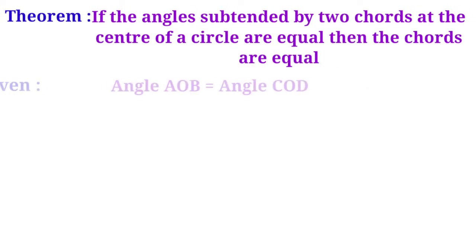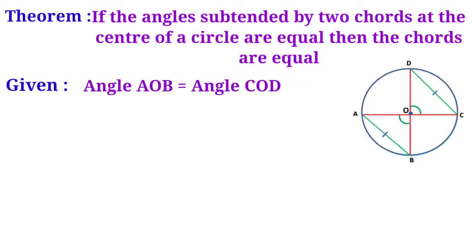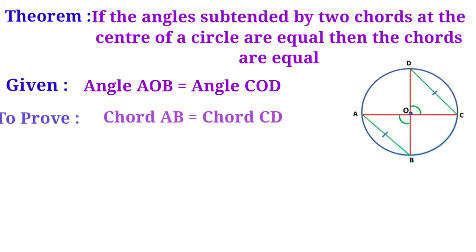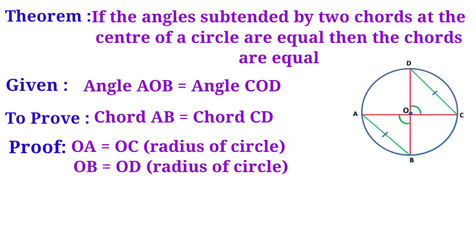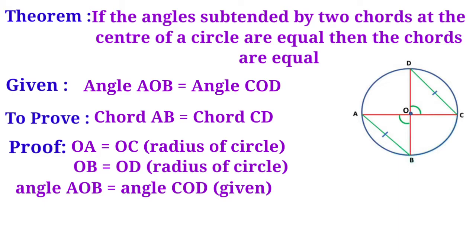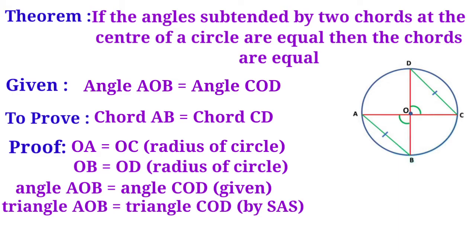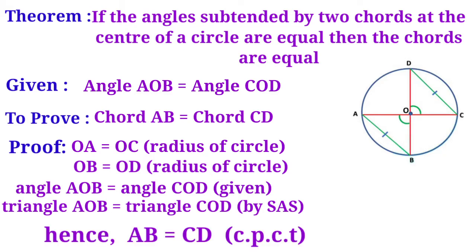So let's understand the converse of this theorem. Again, the process is the same. You have to first write down what things are given, what we have to prove, and during the solution you have to show both triangles, triangle AOB and triangle COD, are congruent. If you see the picture properly, OA is equal to OC, radius, OB is equal to OD, radius, angle AOB is equal to angle COD, it is given. So by the condition of SAS congruency, they are congruent. So by CPCT, AB is equal to CD.